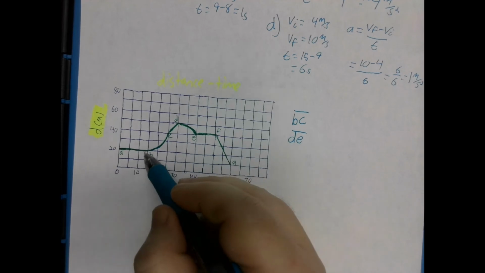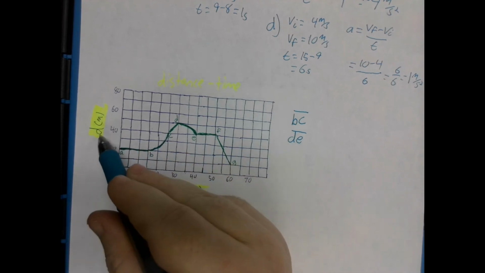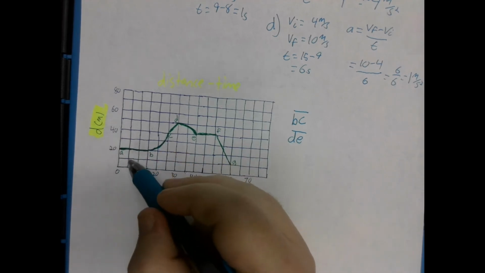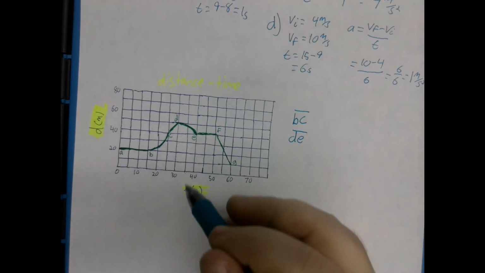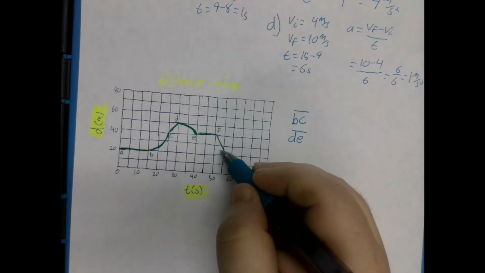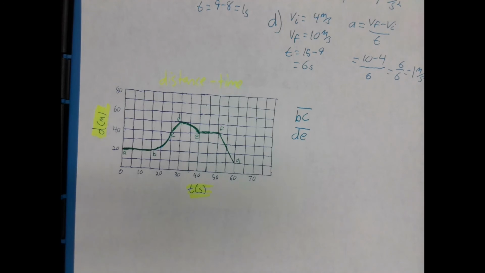And as long as you're moving upward, your distance is getting bigger and bigger, you're moving away from the starting location. And whenever your distance is going back down to 0, you're moving closer toward it.